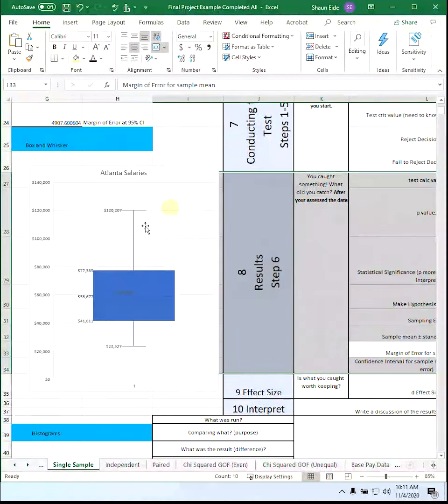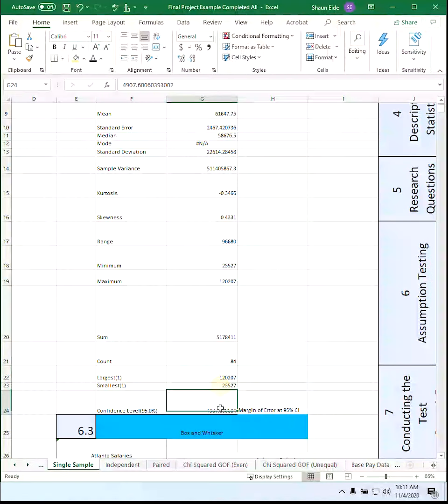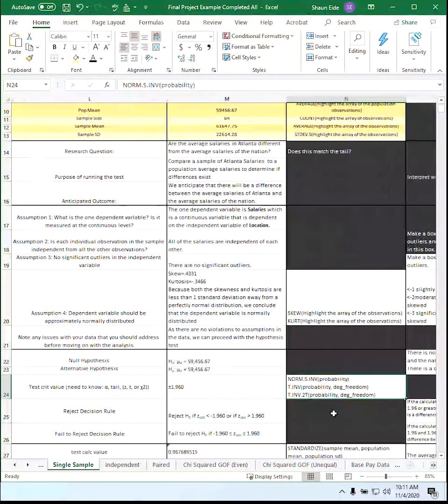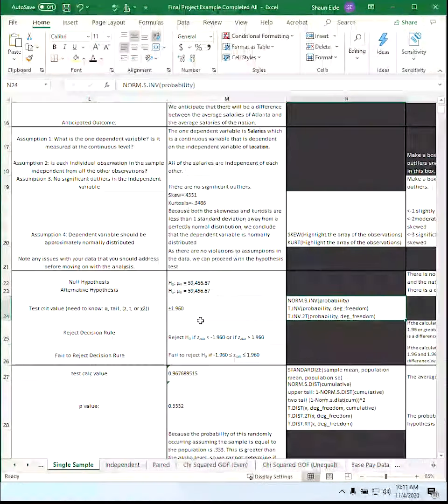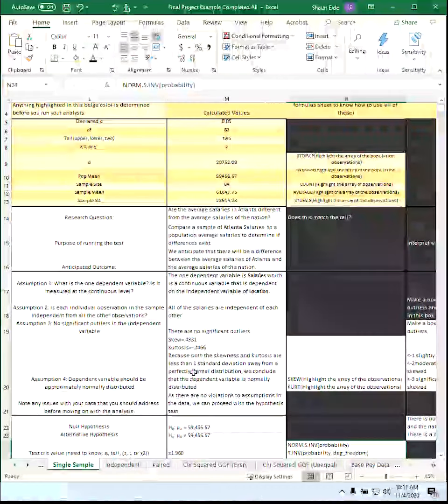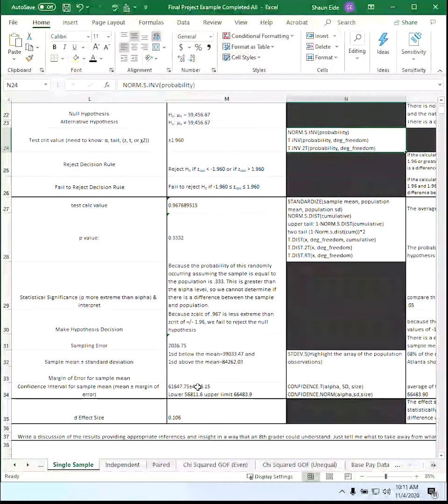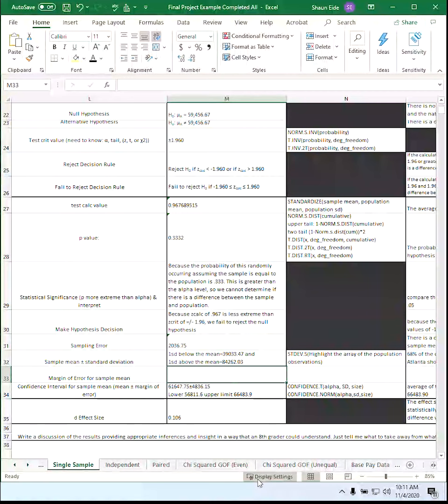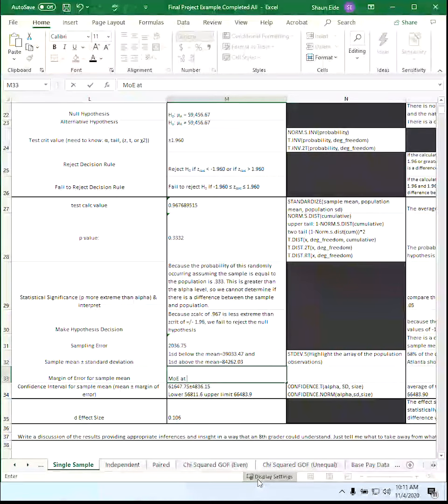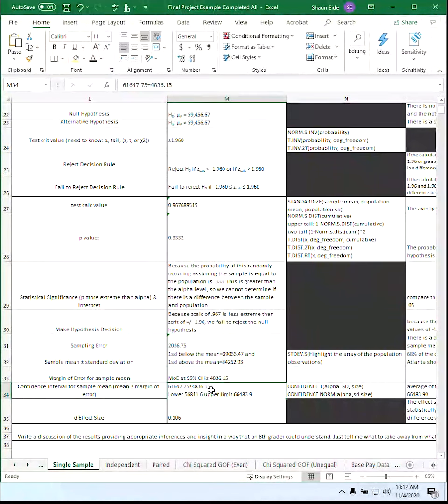Okay, and then what's the margin of error for the sample mean? In order to find this, we're going to come right over here and literally just take this, so 4907. And so we're going to say, margin of error, MOE at 95% CI is 4836.15.